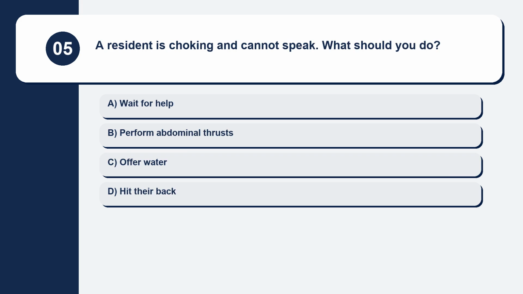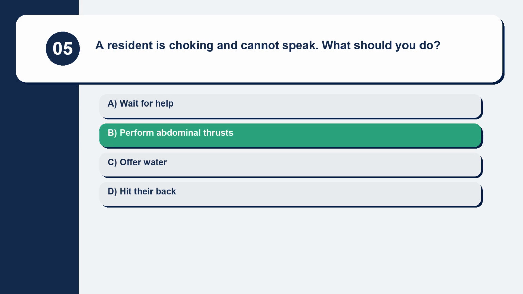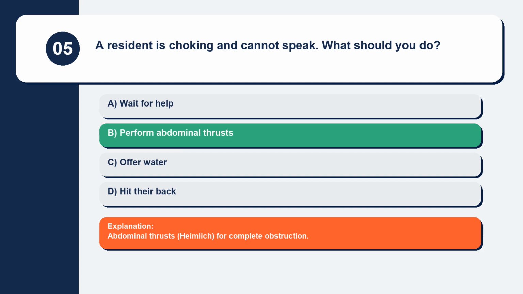Question 5. A resident is choking and cannot speak. What should you do? Wait for help, perform abdominal thrusts, offer water, hit their back. Abdominal thrusts, the Heimlich, for complete obstruction.